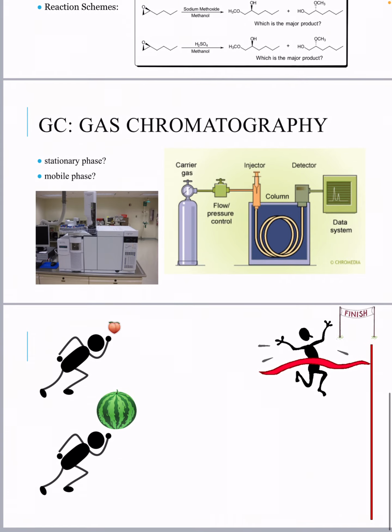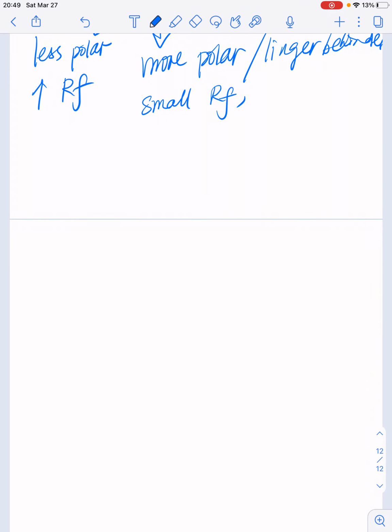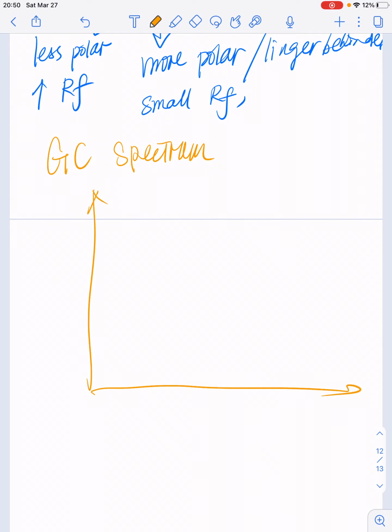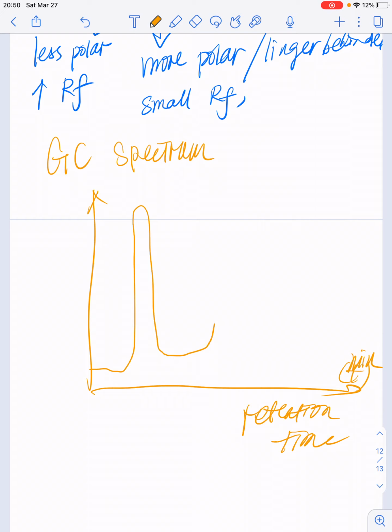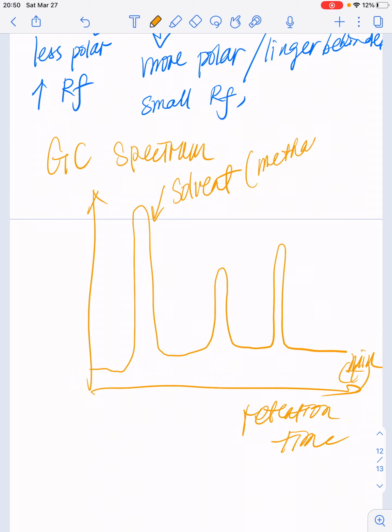So the GC analysis data you're going to be seeing are mostly going to look like this GC spectrum. At the bottom is retention time, T or minute. Right? The first peak is normally the solvent being used to dissolve your product mixture. And this time we're going to use methanol, if I remember correctly.